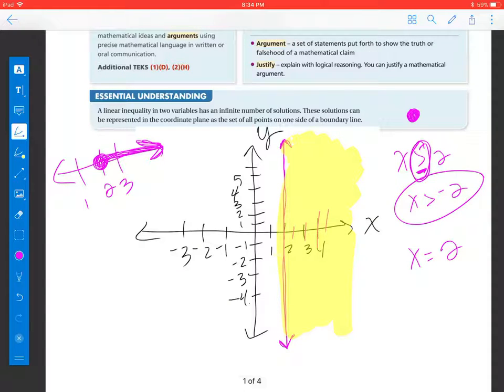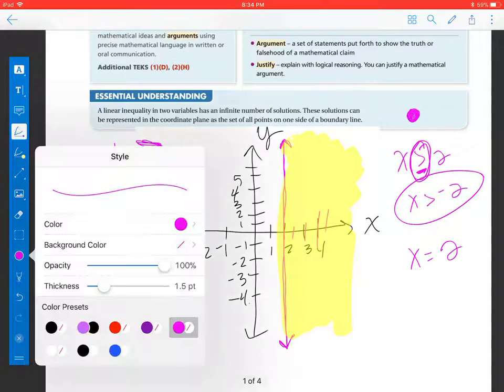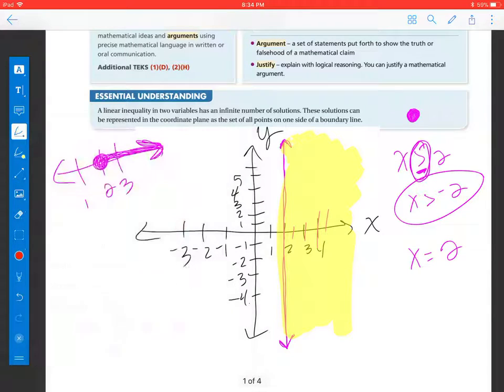Not so bad. Now we're going to talk about x is greater than -2. Let me use a different color. All right, x is negative 2. Now look, it can't equal that negative 2 value, so instead of solid, it's going to be dashed.